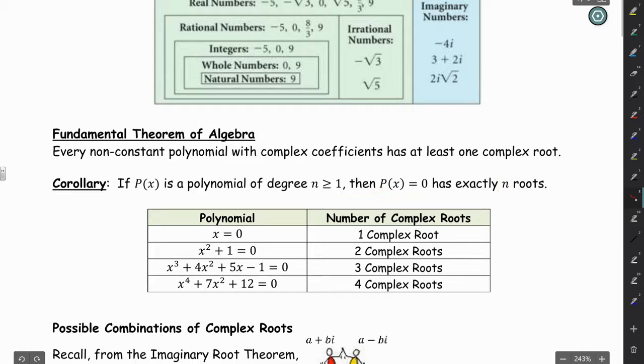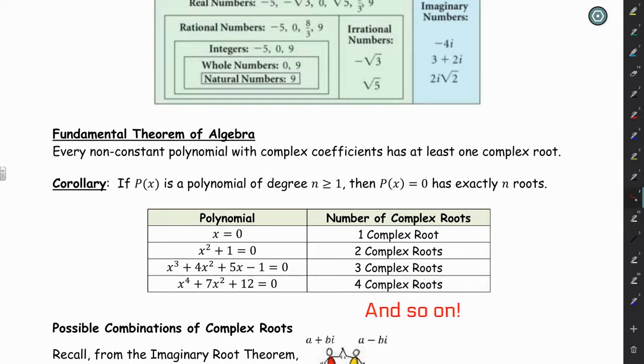So here are some examples of what I mean. If we have x to the first, that's the highest degree term in our polynomial. The degree is 1. We know we have one complex root. If our degree is 2, we know we have 2 complex roots. If our degree is 3, we have 3 complex roots. And if our degree is 4, we have 4 complex roots.